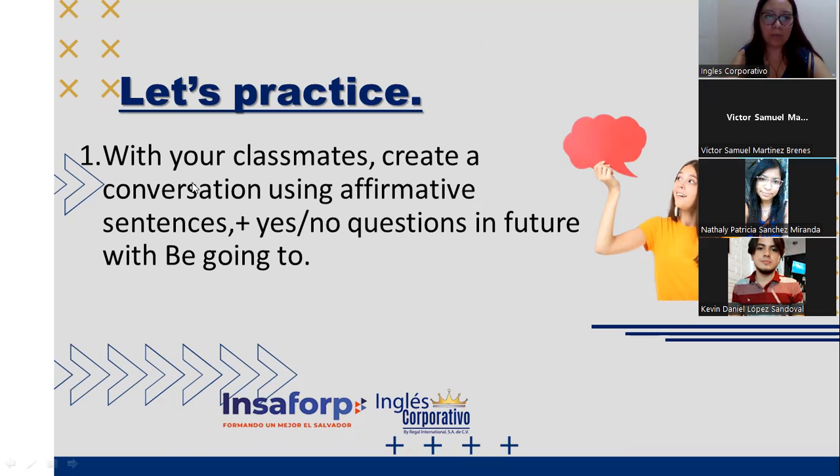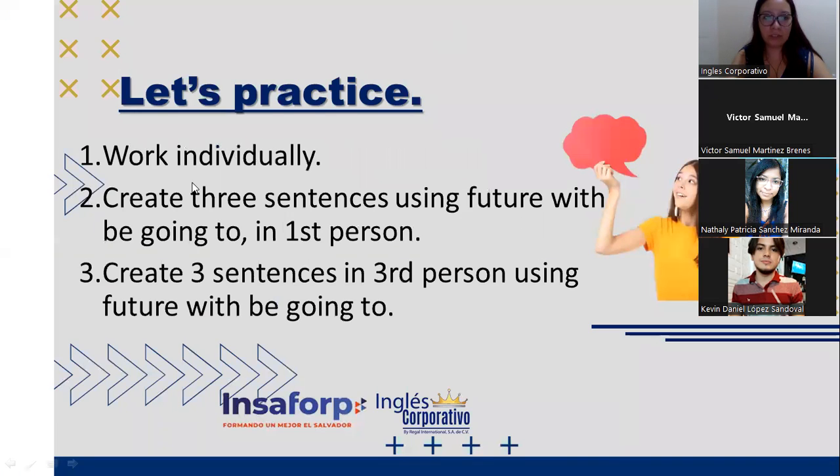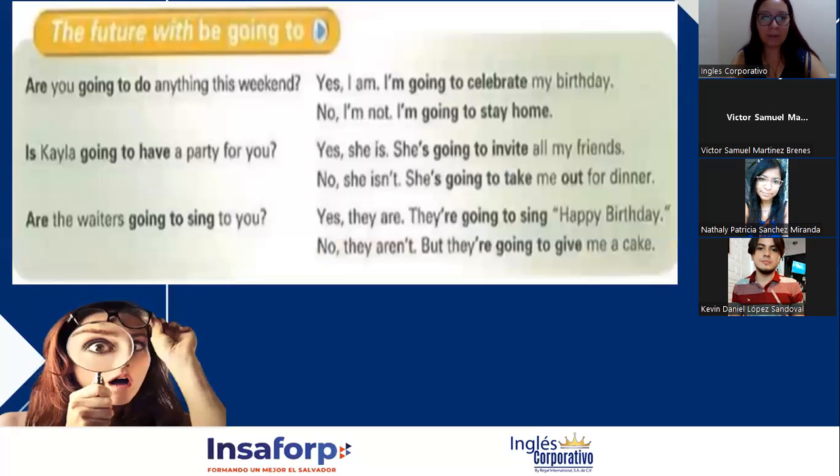Repasemos, Catherine. Si se acuerdan, les mostré de regreso la estructura de la primera pantalla. Si nos hacen una pregunta de sí o no, yo contesto primero la versión sí o no y después digo el resto de la información para confirmar solamente. Por ejemplo, are you going to eat after the class? Y si usted va a comer, usted dice yes, I am. Y puede decir, por ejemplo, I am going to eat pizza after the class. ¿De acuerdo? Da un poquito extra de información.